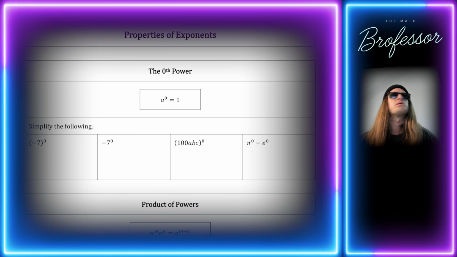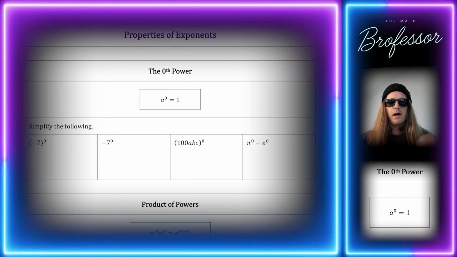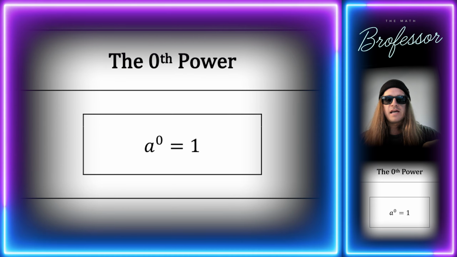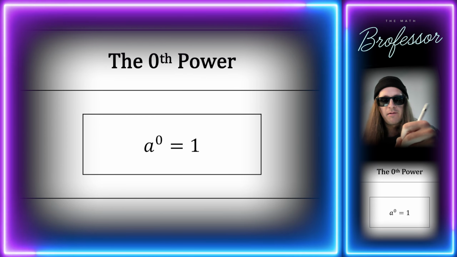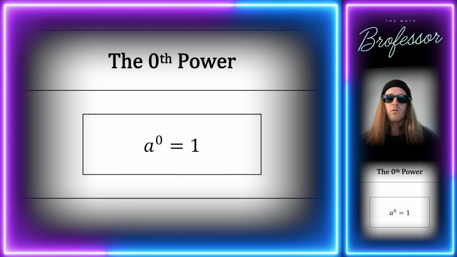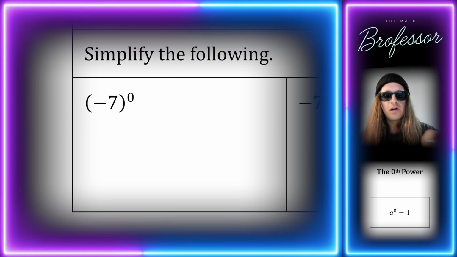The zeroth power. Let's pull that up right here. Zeroth power. So the zeroth power says that anything to the zeroth power will be 1. And you could think of this A right here as standing for anything. A for anything. Anything to the zeroth power is going to be 1. So let's start here with our first example.